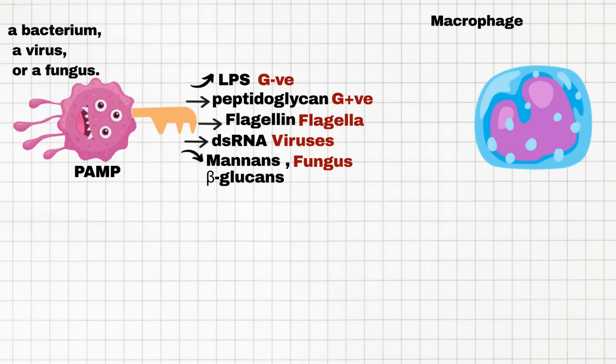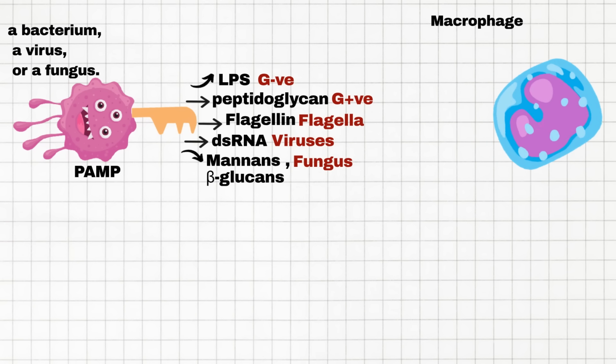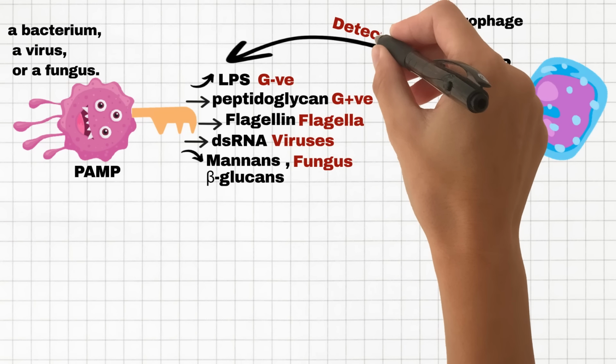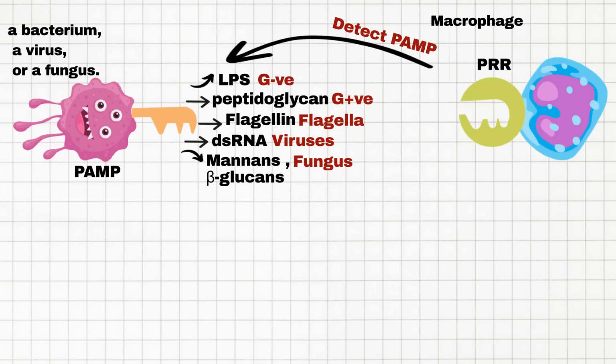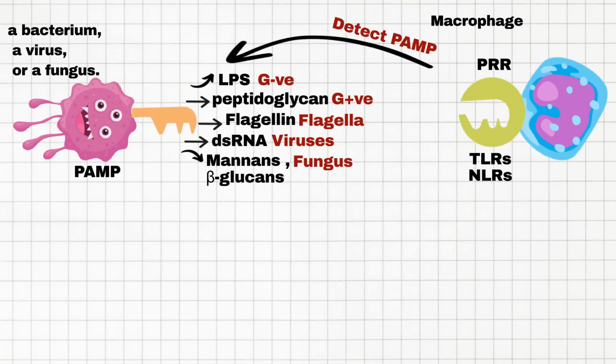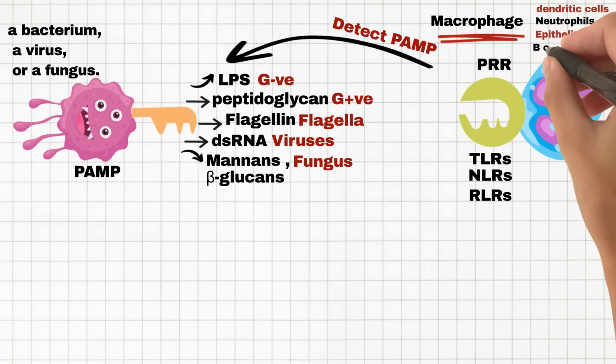On the other hand, our immune cells, like macrophages, have pattern recognition receptors that detect these pathogen-associated molecular patterns. Examples of pattern recognition receptors include toll-like receptors, NOD-like receptors, and RIG-I-like receptors. Actually, all pathogens have pathogen-associated molecular patterns in one way or another. Do you know which cells express pattern recognition receptors? A variety of immune cells, particularly macrophages, dendritic cells, neutrophils, epithelial cells, and B cells.